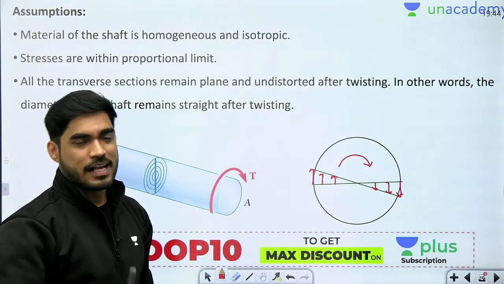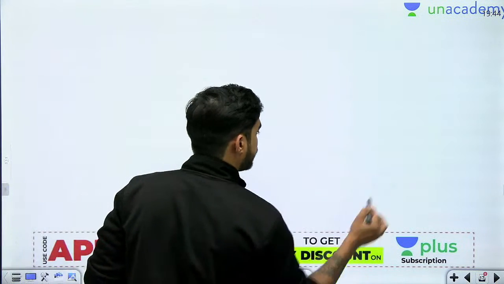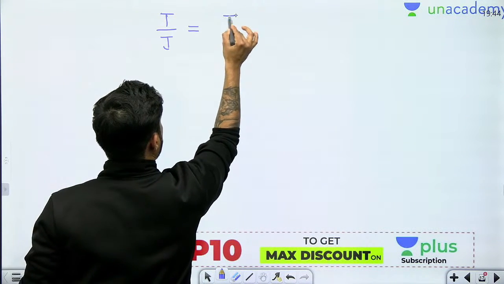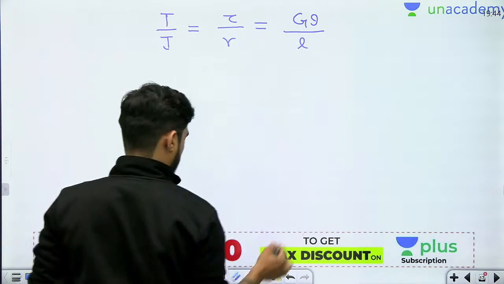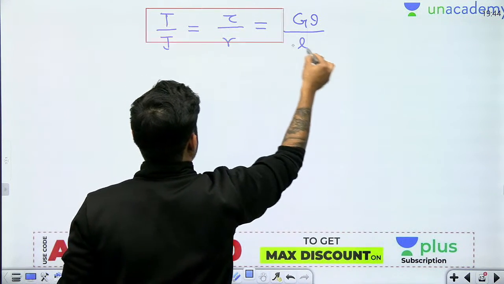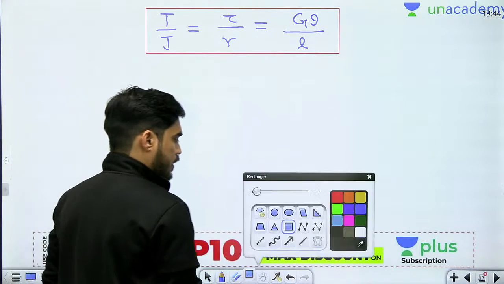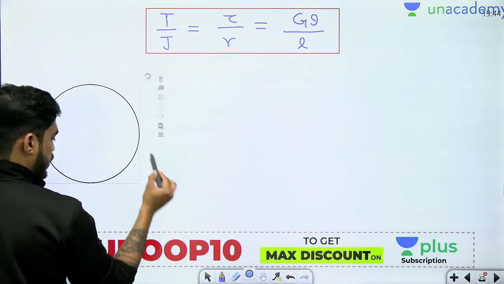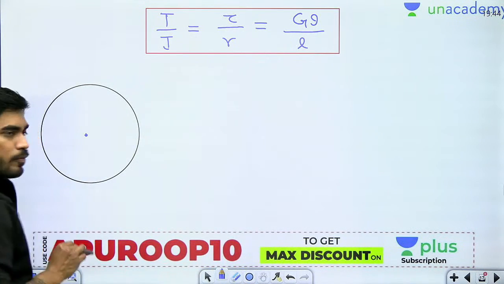Now beta, let's move on to the torsion formula. So based on these assumptions we derive this formula given by T by J equals to tau by R equals to G theta by L. Okay, so this is the torsion formula. Now let's understand the meaning of each and every term of this formula. So I will bring the cross section first here. So this is the cross section of the shaft. Okay, this is the axis about which the twisting moment is acting.